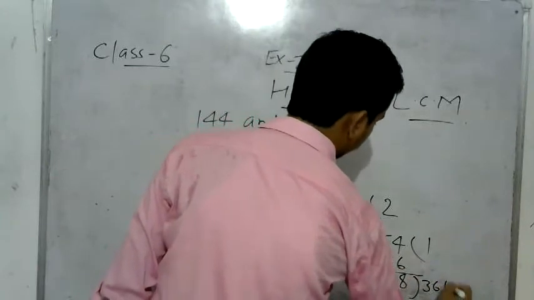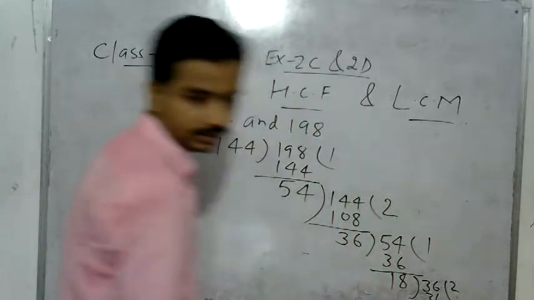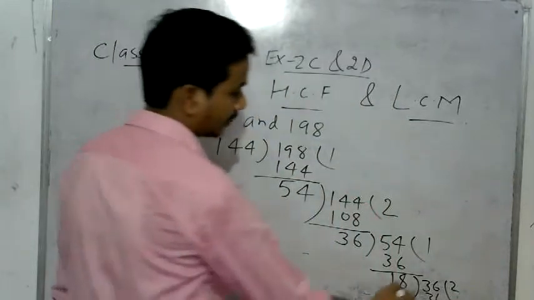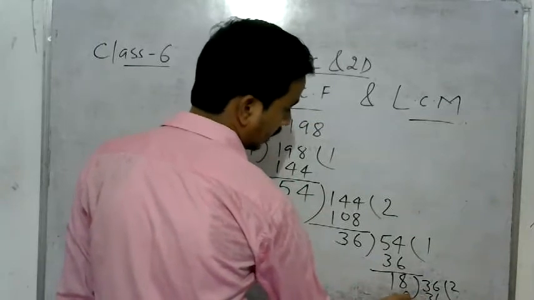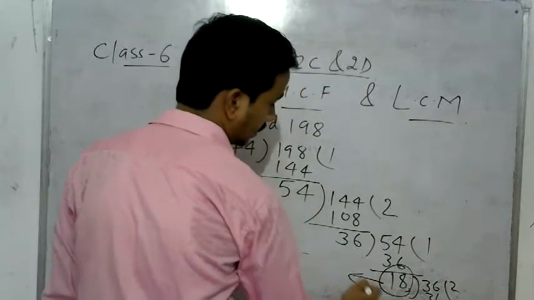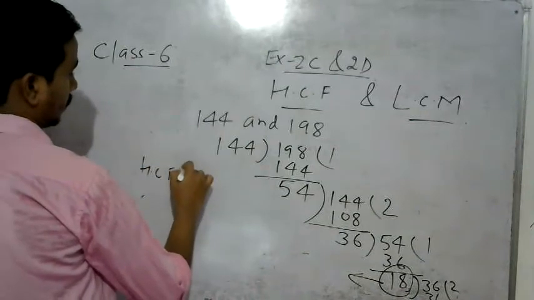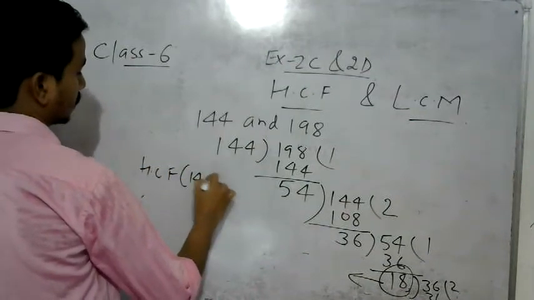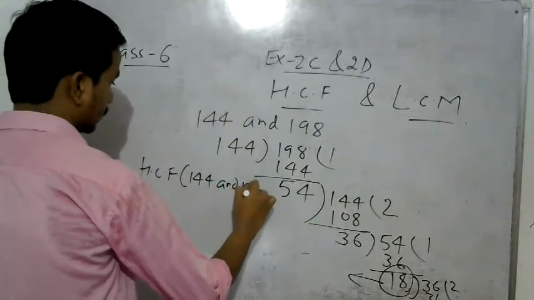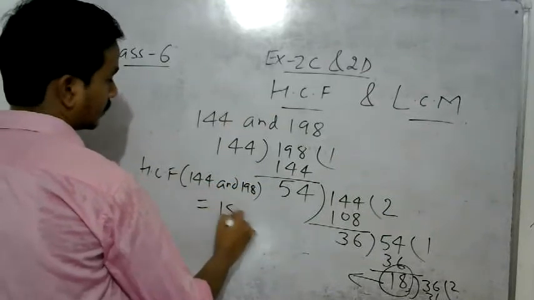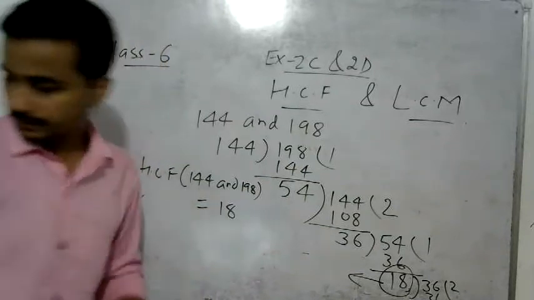Again divide 36 by 18. 18 twos are 36. Now we get the remainder 0, so the last divisor will be our HCF. So the HCF of 144 and 198 will be equal to 18. In this way you will find the HCF.